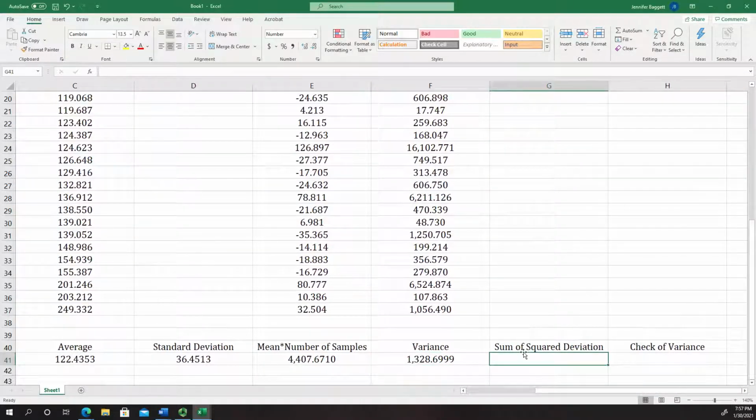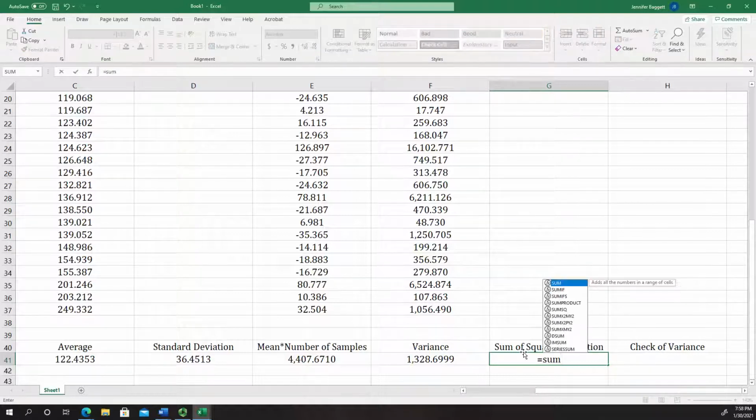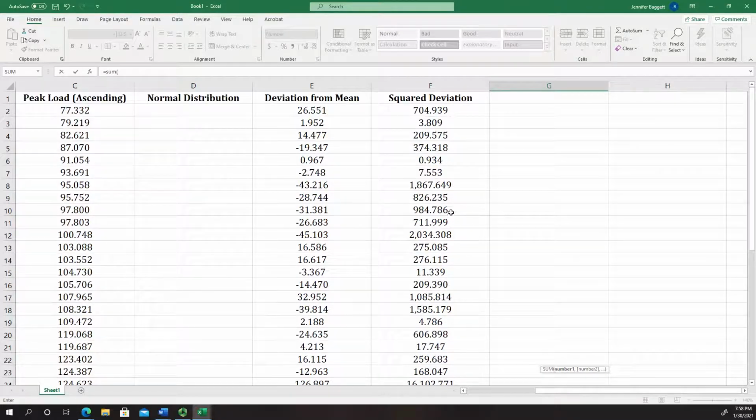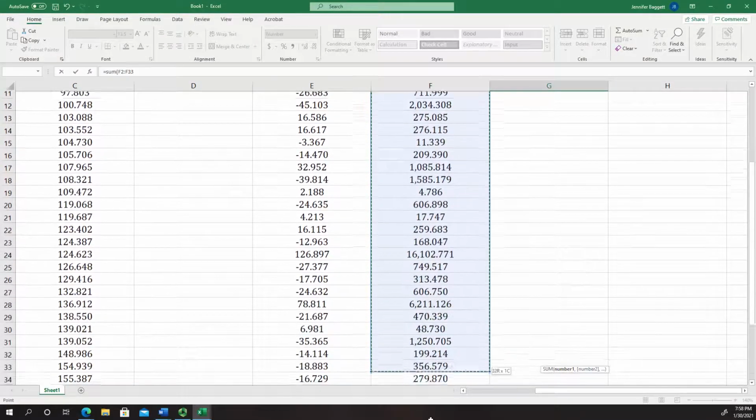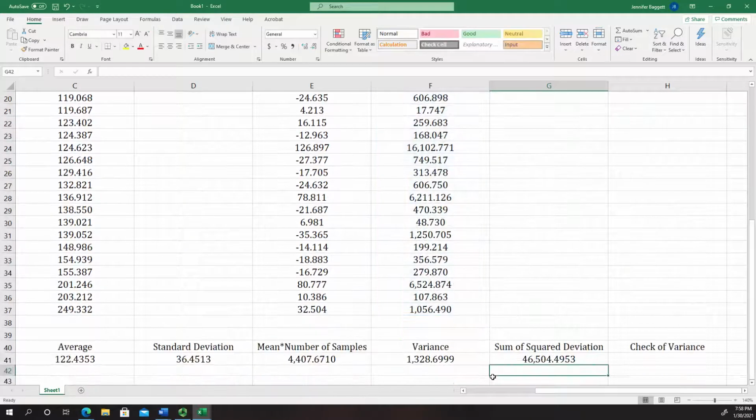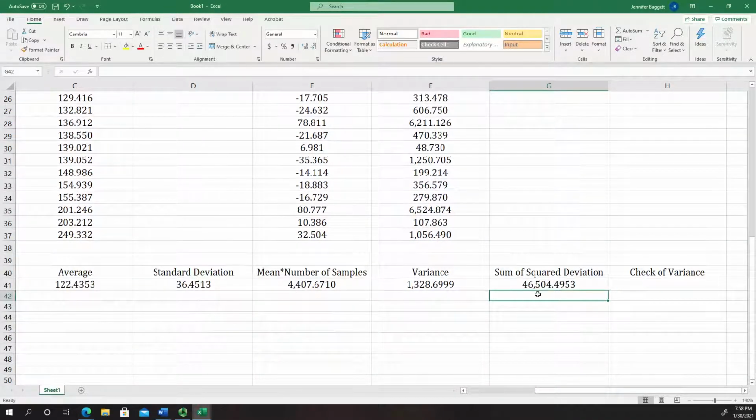So we only have a few values left in terms of the values that we need for our handout. There are a couple of blanks at the bottom of the table. One of the values there is the sum of squared deviation, essentially the sum of that column in the table. So our sum of squared deviation is equal to the sum of this column, our squared deviation. We have a sum of squared deviation value of 46,504.5 approximately.